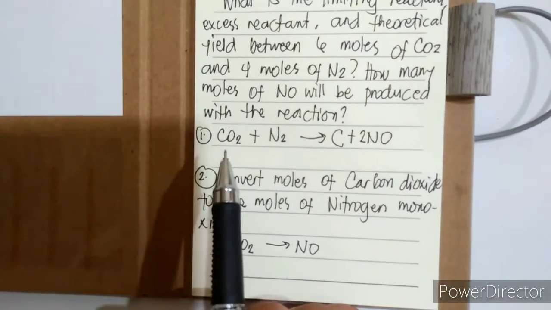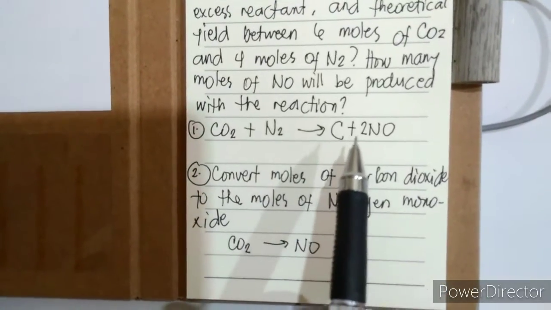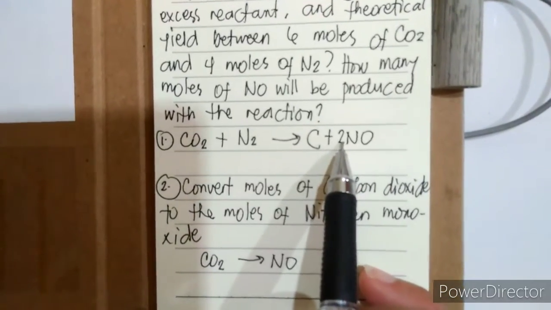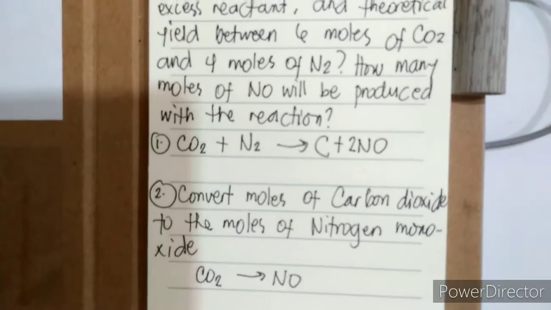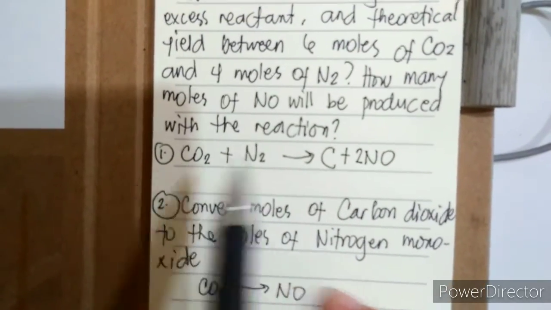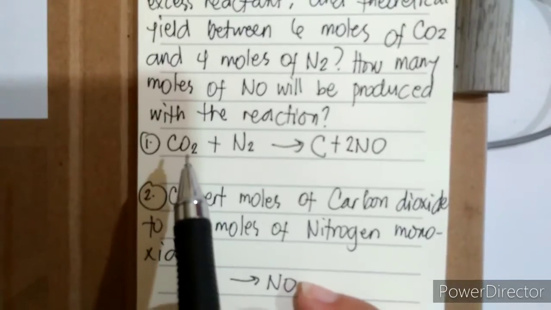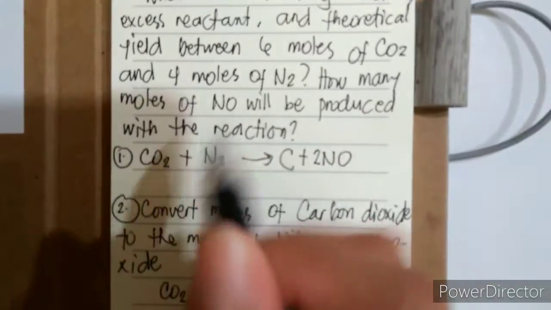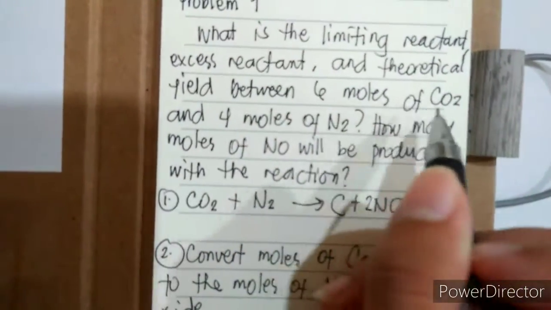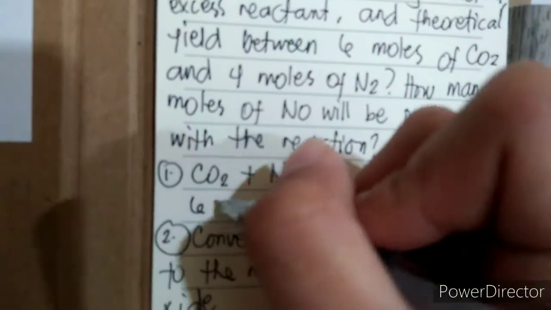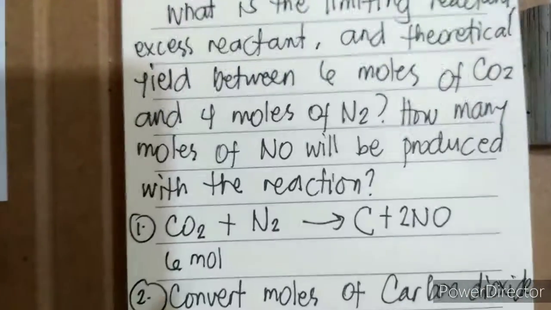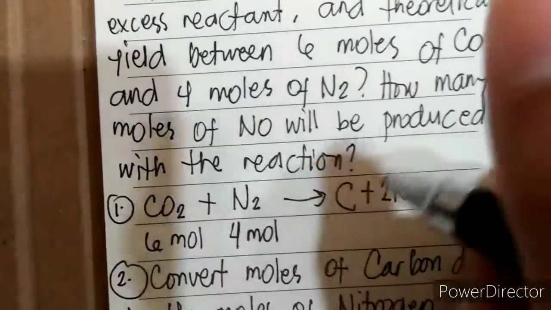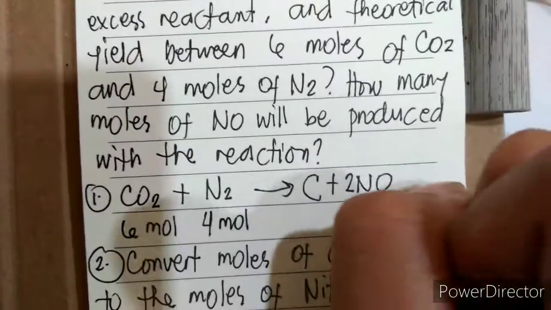So let's have the first step, which is balancing the chemical equation. As you can see guys, it is not balanced, but I already put 2 here for easier. So we already have a balanced equation. We have one carbon here, oxygen here is 2, oxygen also here is 2, and the nitrogen here is 2, nitrogen here is 2. As in the given, we have 6 moles of CO2, so let's put 6 moles and the 4 moles of nitrogen. And what is asked is the nitrogen monoxide, so let's have the question mark here.